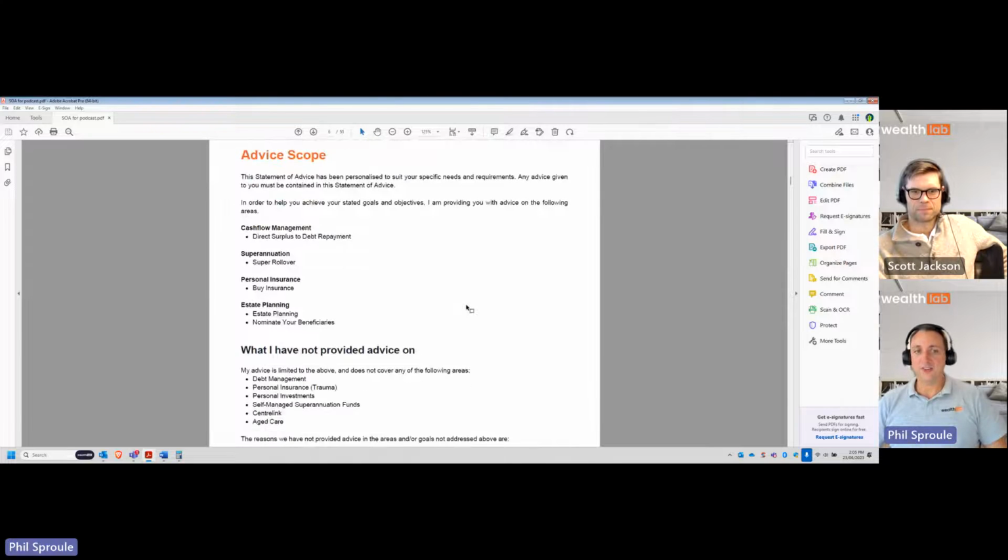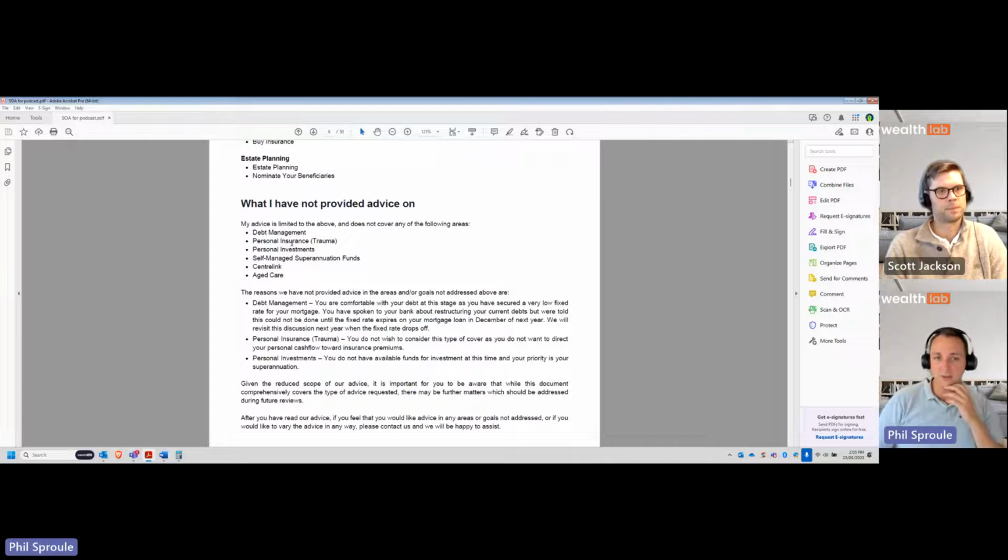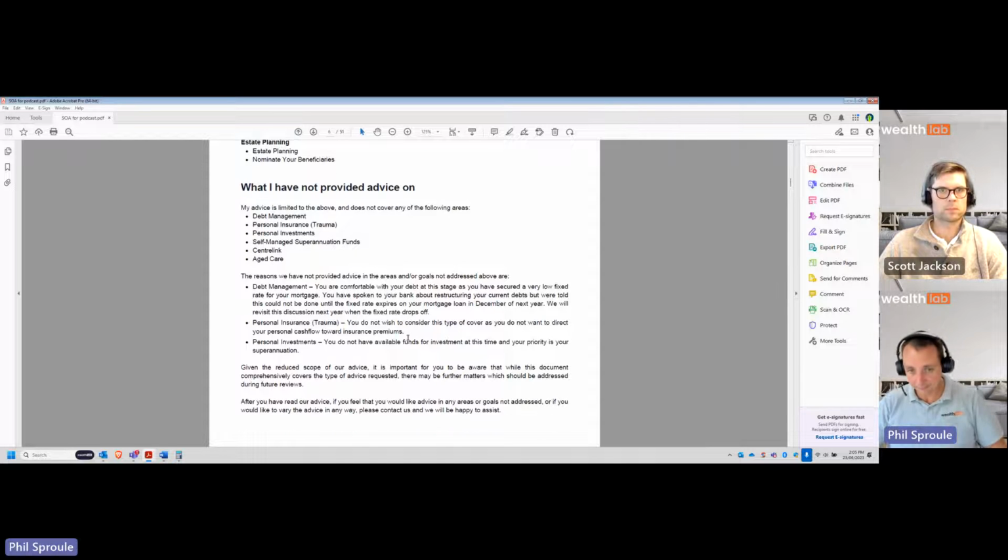Advice in scope. So this would have been the scope of advice that you've agreed upon with your advisor going into the meeting. So in this case, we're looking at cash flow management, superannuation, insurance, and estate planning. Anytime that something is not in the scope of advice that is relevant to your situation, that needs to be covered off as well. Now, you may have decided that you don't want advice in certain areas. Like this client, for example, didn't want advice on their debt. They didn't want to look at trauma insurance because they didn't want to spend any money out of pocket. So if your advisor's called out certain areas that you should be considering, and you said, no, thank you, I don't want advice on that, here's why. This is where that's going to be captured.